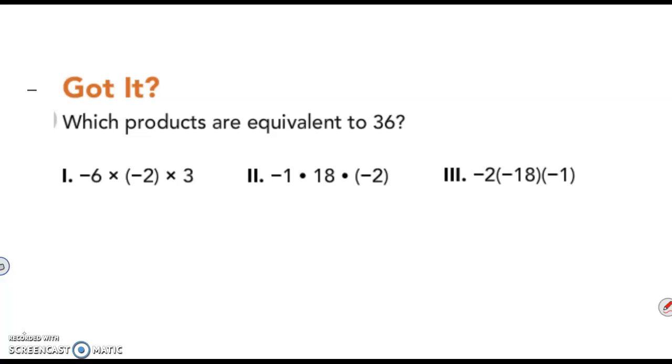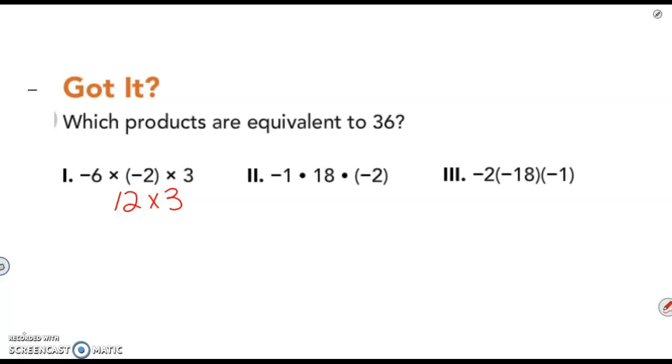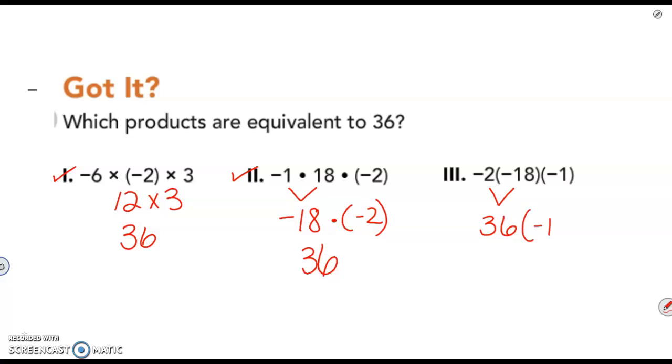Looking at number 1, if we multiply negative 6 times negative 2, that is positive 12 times 3, which is a positive 36. So number 1 is a solution. For number 2, we have negative 1 times 18 is negative 18, times negative 2 would be a positive 36. So number 2 is also a solution. For number 3, we have negative 2 times negative 18 is positive 36, times negative 1 would be a negative 36. This cannot be a solution.